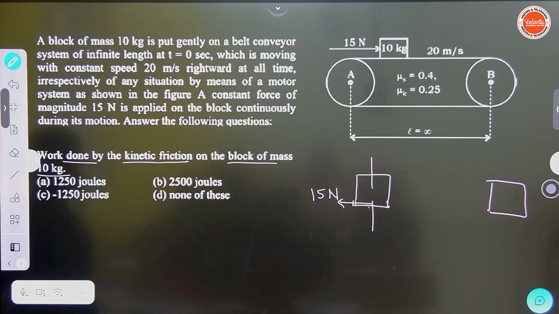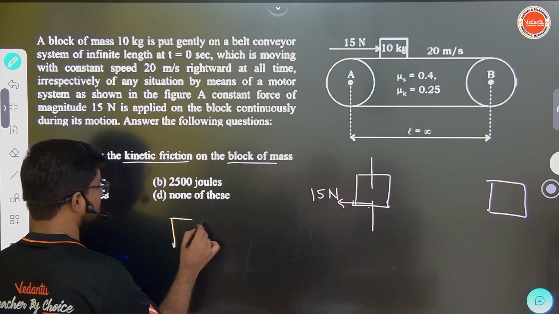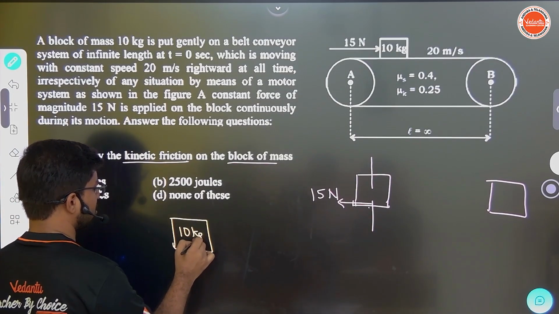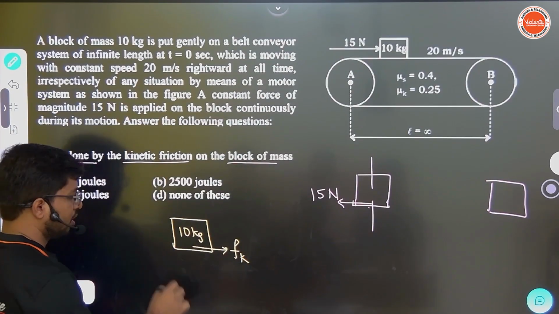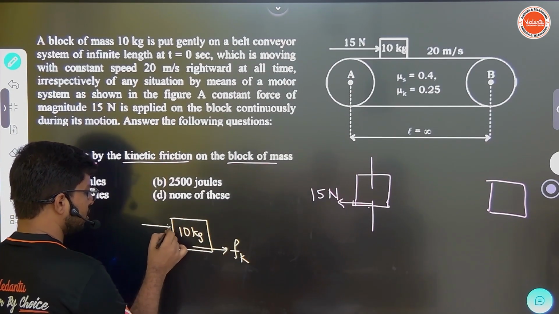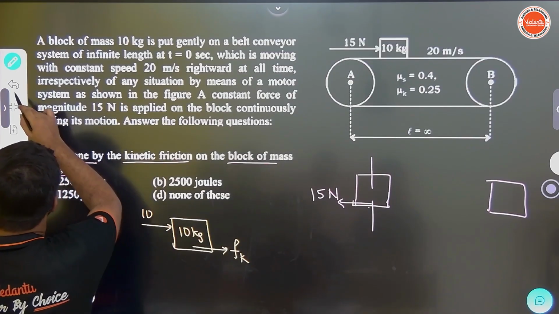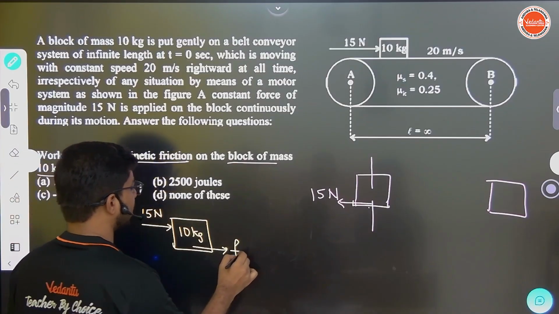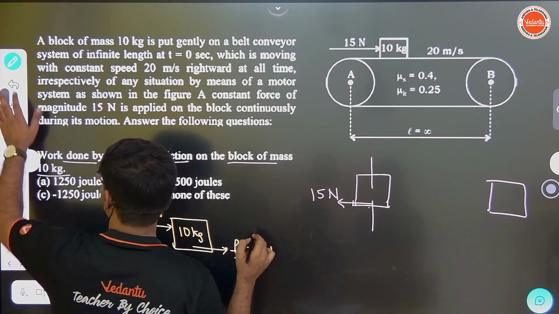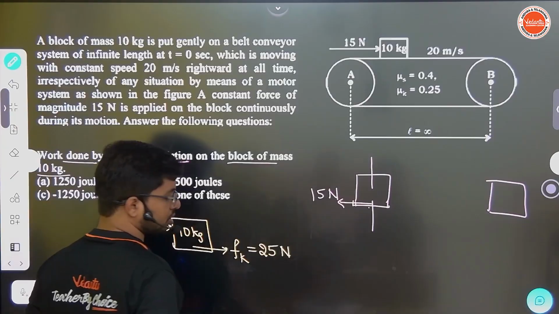Okay, look at this one. They are asking for the work done by the kinetic friction on the block. On the 10 kg block, your kinetic friction is acting in the forward direction, along with this there is another 15 newtons also acting here. Correct? What is this kinetic friction force equal to? 25 newtons, we got. Correct?